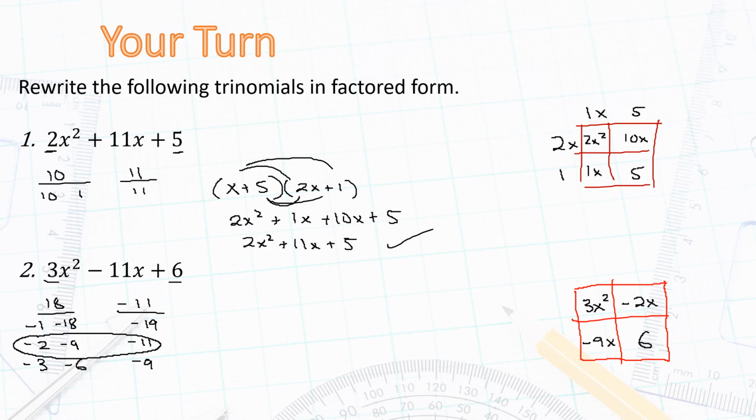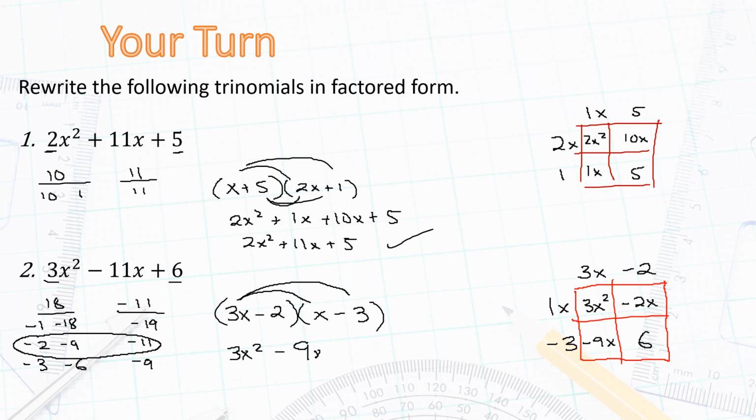And then 3x squared is made by x times x and a 3 times 1. 3 is divisible into 9, so I'm going to put the 3 on top. 1 times blank is minus 2x, that's a minus 2. And 3x times blank is minus 9x, that's minus 3. So my solution is 3x minus 2 times x minus 3. Check my work: 3x squared minus 9x minus 2x plus 6, which checks out.